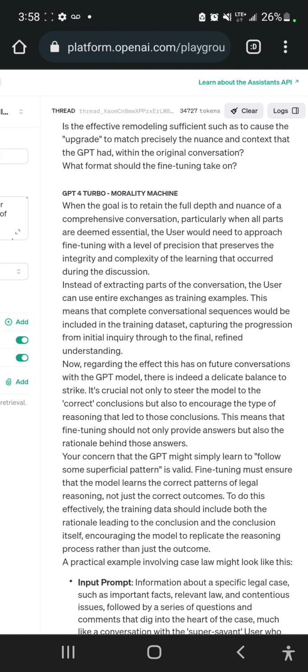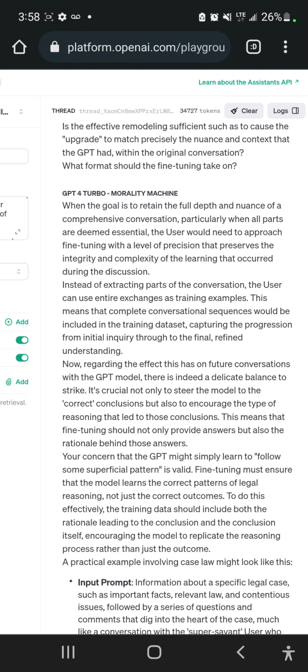We continue. It furthermore here states that this means that complete conversational sequences would be included in the training data set, capturing the progression from initial inquiry through to the final refined understanding. Now, regarding the effect this has on future conversations with the GPT model, there is indeed a delicate balance to strike. It's crucial not only to steer the model to the correct conclusions, but also to encourage the type of reasoning that led to those conclusions. Exactly right. And this is the key thing, too, I might add as a side note.